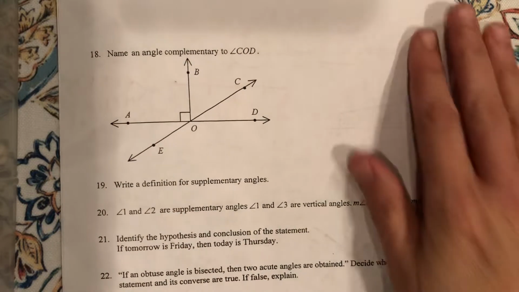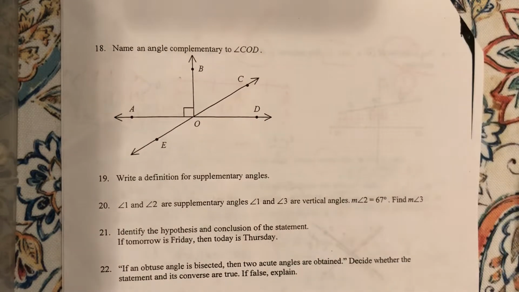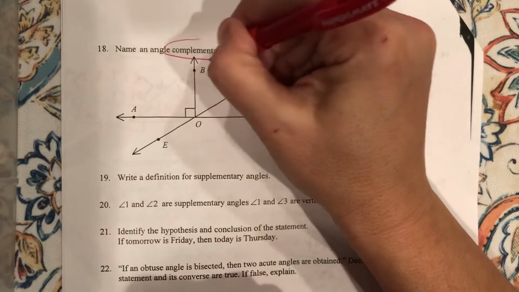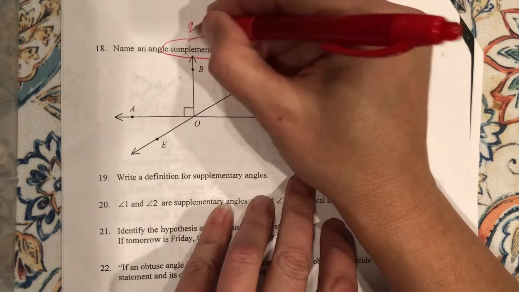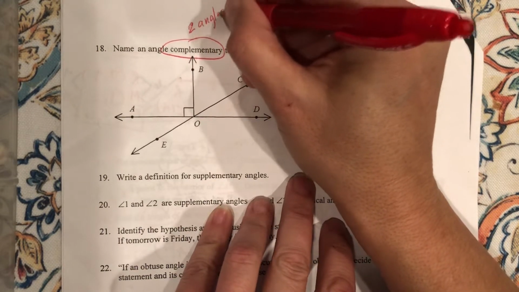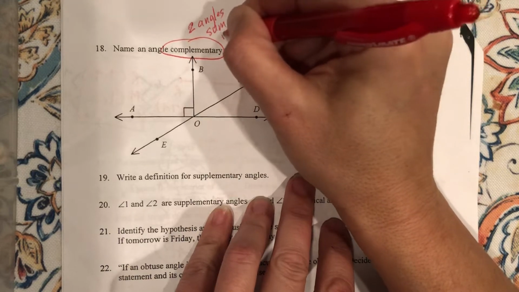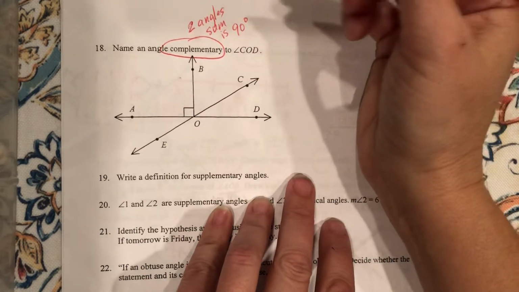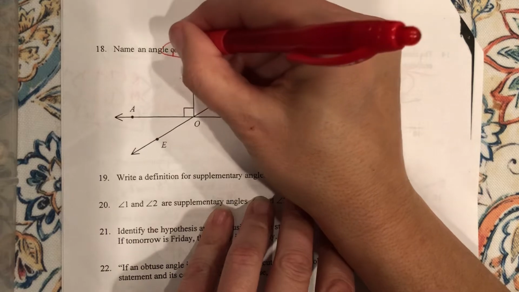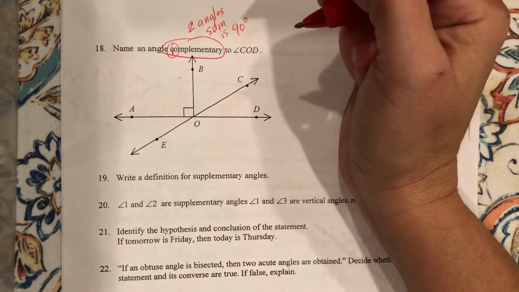Okay, let's look at number 18. Name an angle complementary to COD. What does that word complementary mean? That means two angles whose sum is 90 degrees. Do you remember how we remember that? You can take the C and change it to a 9 and you've got 90, okay?